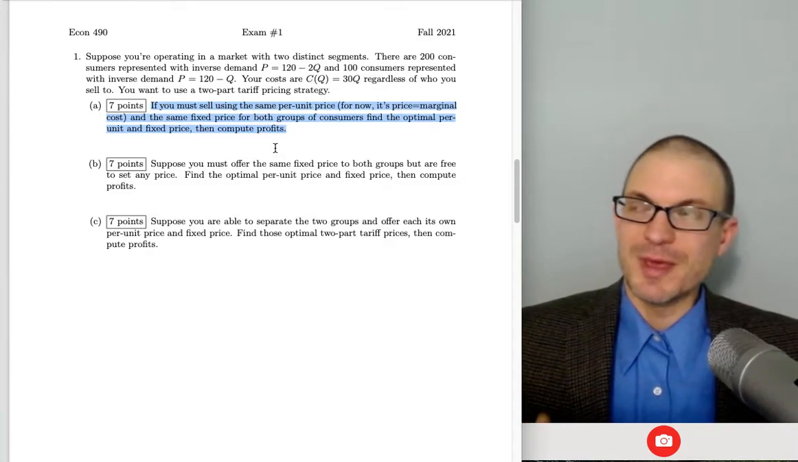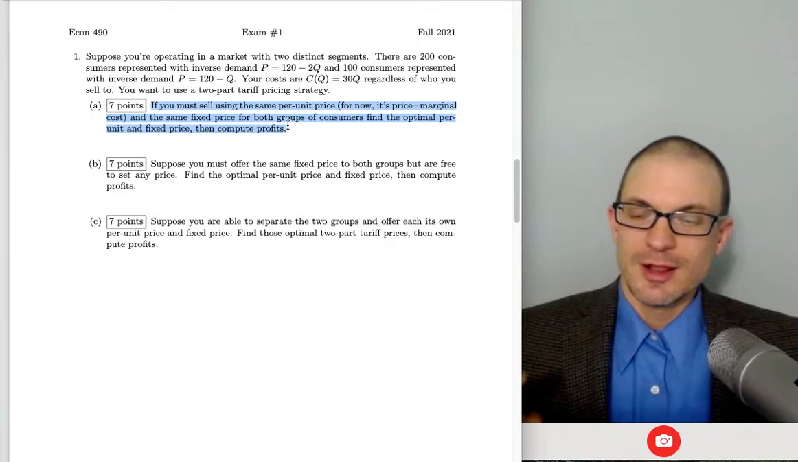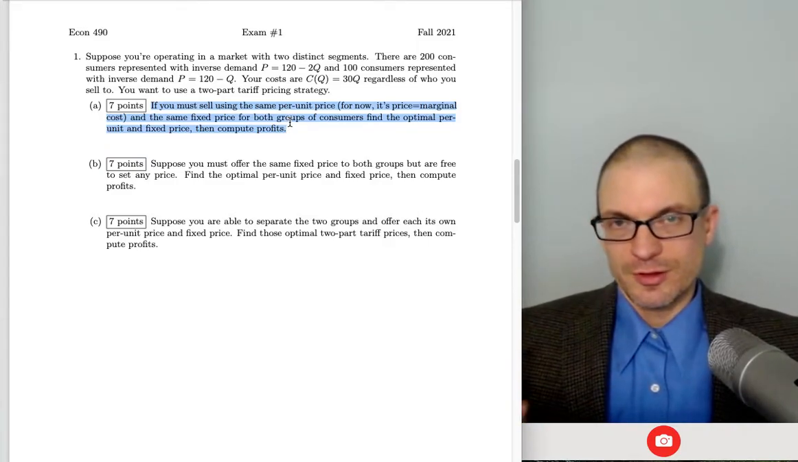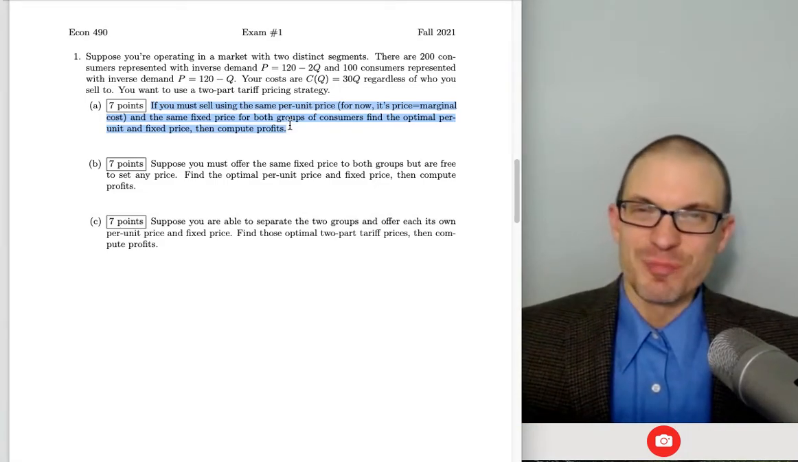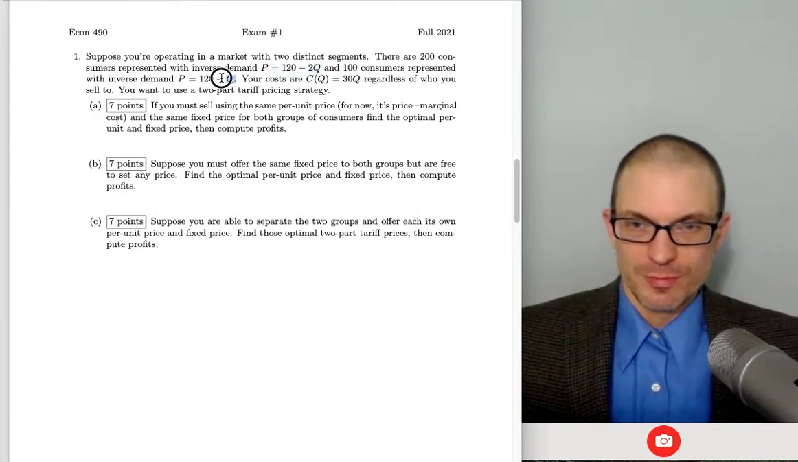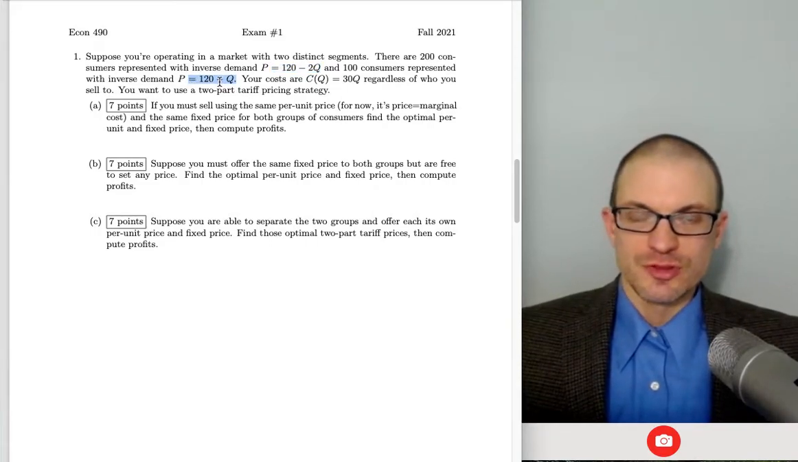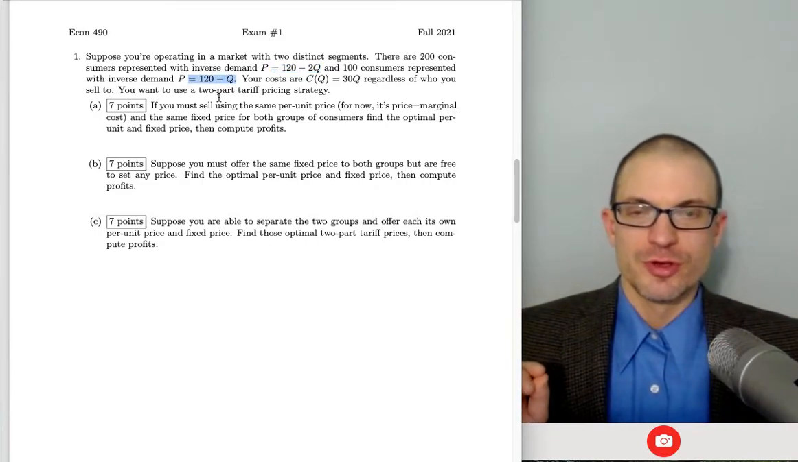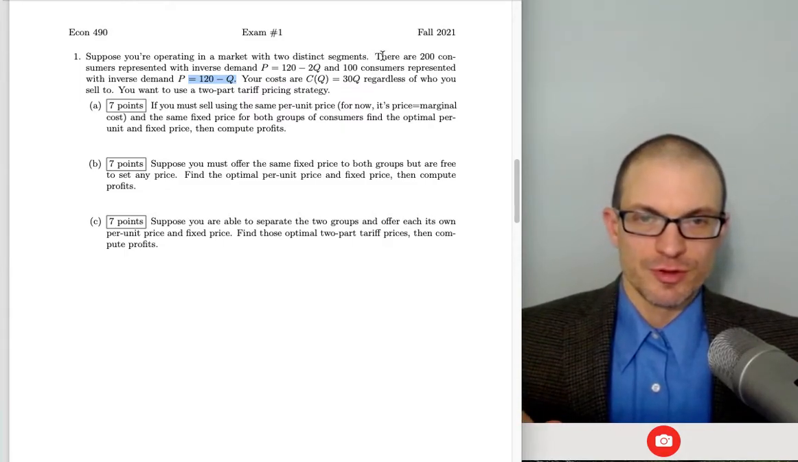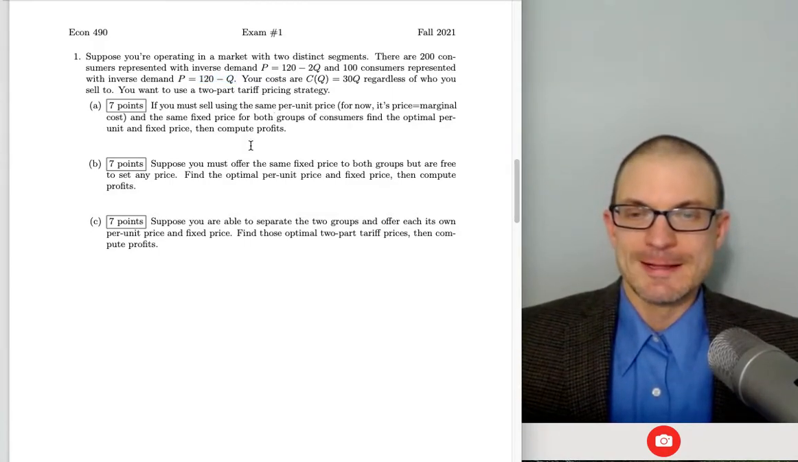For part A, you're trying to determine, I have to set price equal to marginal cost. Is it better to get the tariff portion, the fixed component, from this group or from this group? So you have to find the consumer surplus under both of those demand curves at the price of 30 and then scale according to the number of consumers. It turns out it's actually not going to matter. It's going to be the same profits either way.